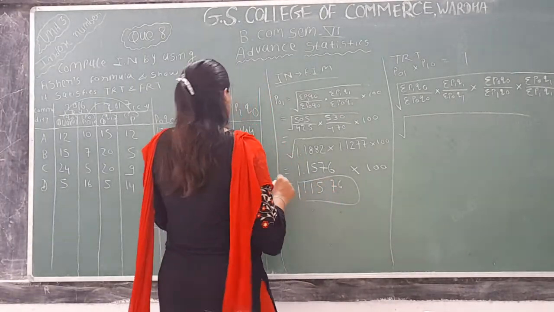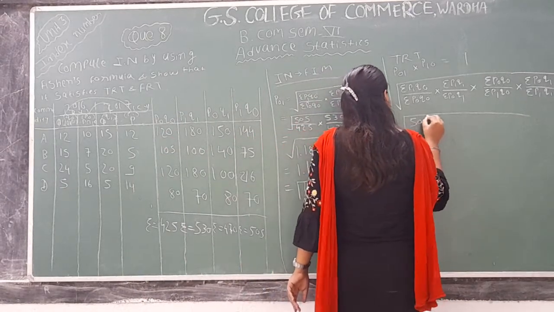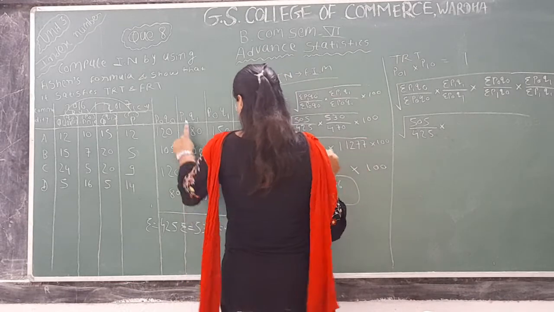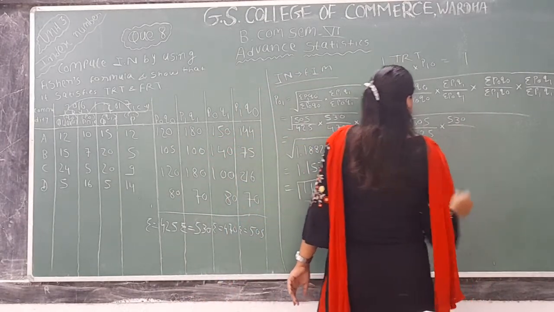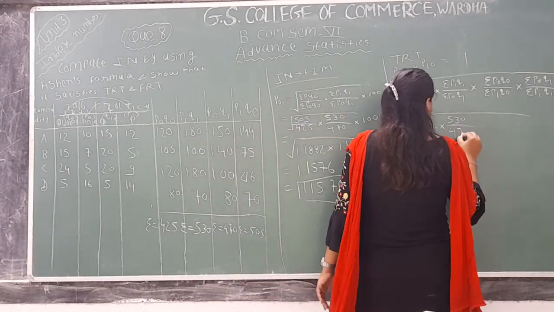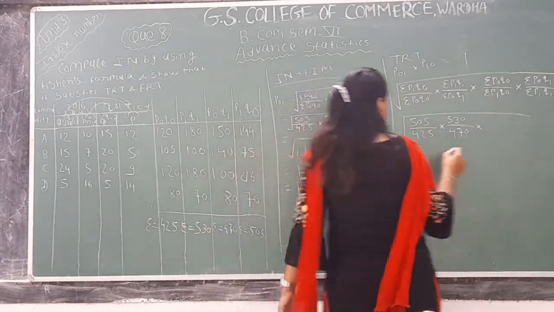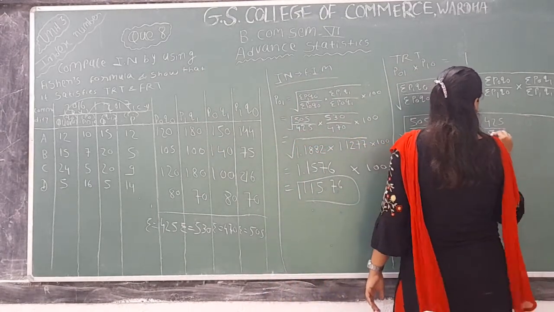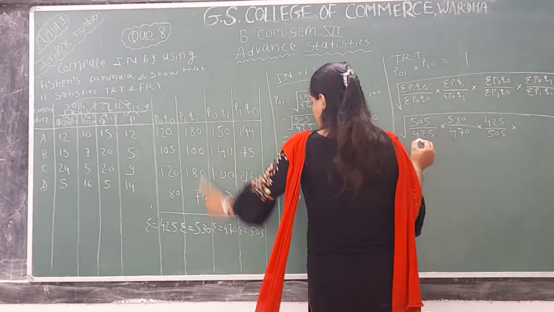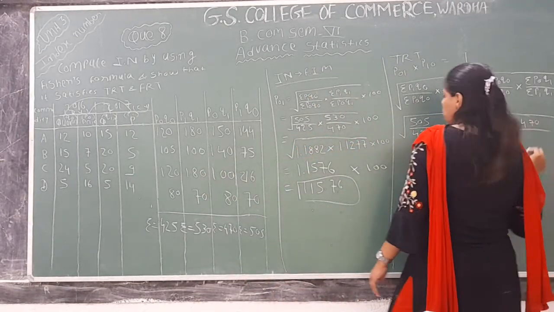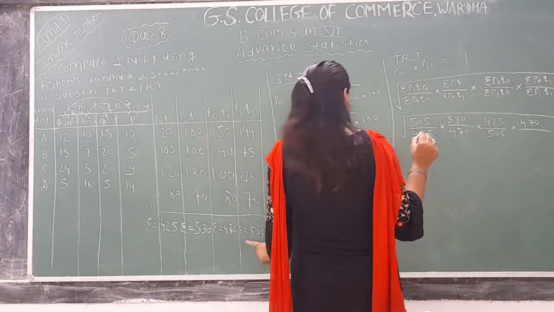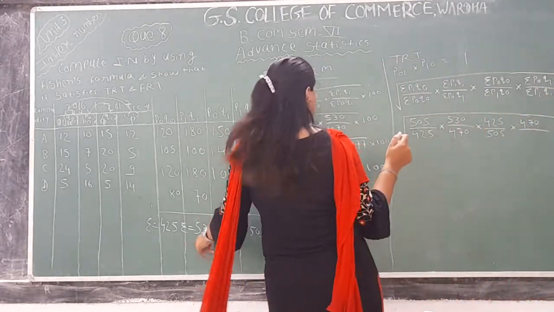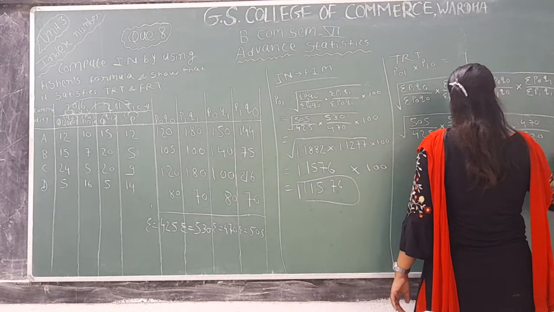Summation P1 Q0 is 505 divided by summation P0 Q0, 425, multiplied by summation P1 Q1, 530, divided by summation P0 Q1, 470, multiplied by summation P0 Q0, 425, upon summation P1 Q0, 505, multiplied by summation P0 Q1, 470, upon summation P1 Q1, 530. This should be equal to 1.